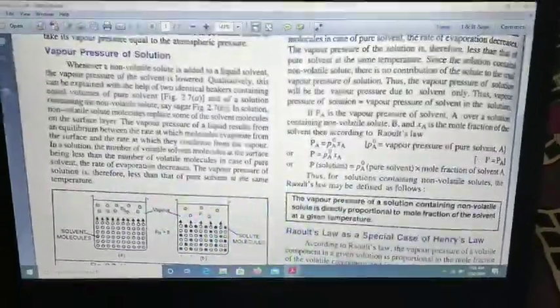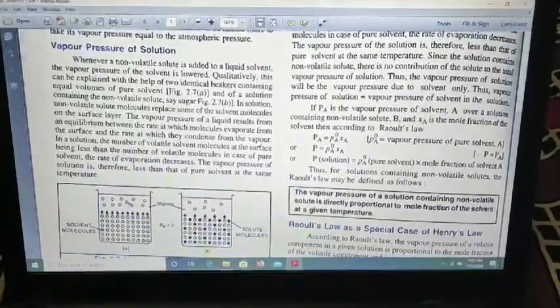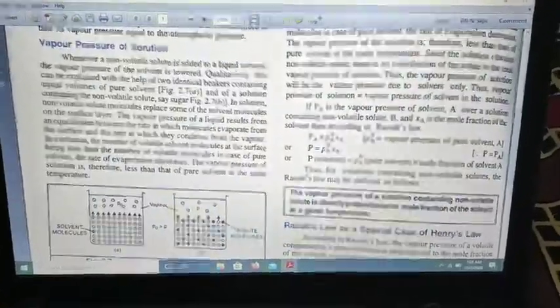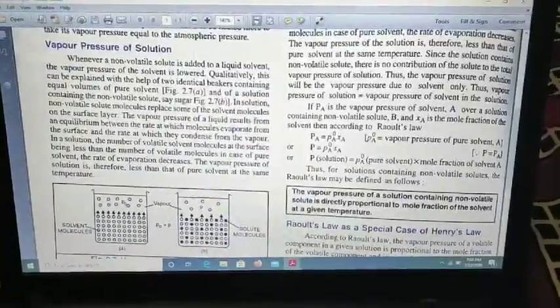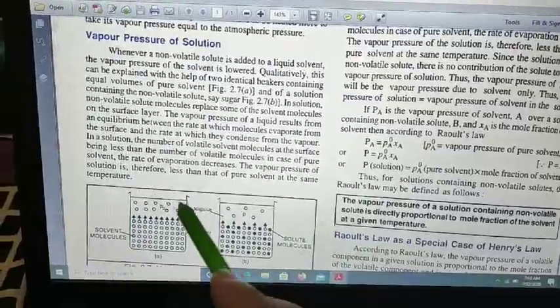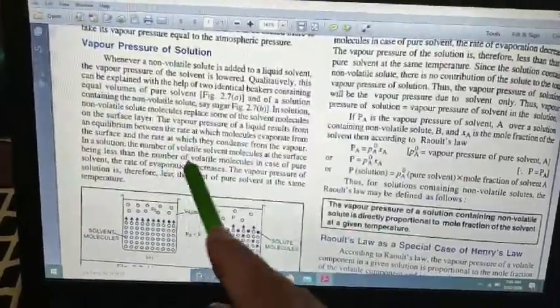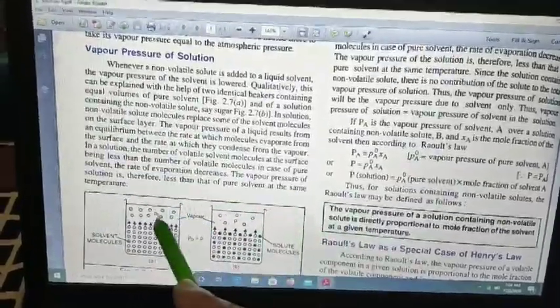Hello class. Today we are going to discuss a topic called vapor pressure. Now let us try to understand what vapor pressure means. Say, for example, you take a liquid in a container, a volatile liquid, that means a liquid which can evaporate easily at room temperature or by heating.